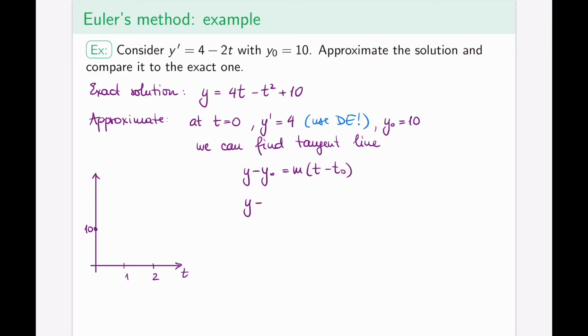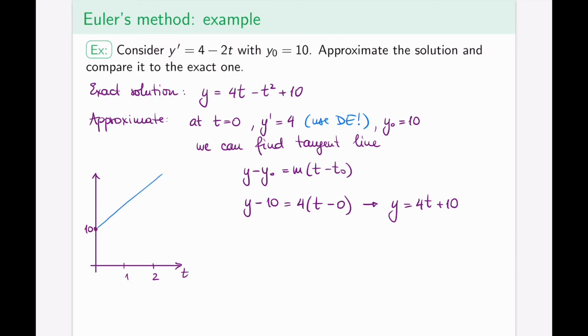I have y minus y naught. Y naught is 10. I then have the slope. The slope, as given by the differential equation, is 4 times t minus t naught, which is 0. What I get after some simplification is 4t plus 10. So it's a line with a y-intercept of 10, which is good because that's what I have, and a slope of 4, a positive slope, so my tangent line will look something like this. Again, let's say I don't know what the exact solution looks like, and my oracle of a differential equation only tells me the slope. This is not to build the equation of the tangent line.